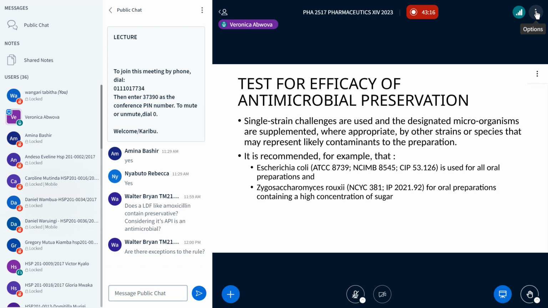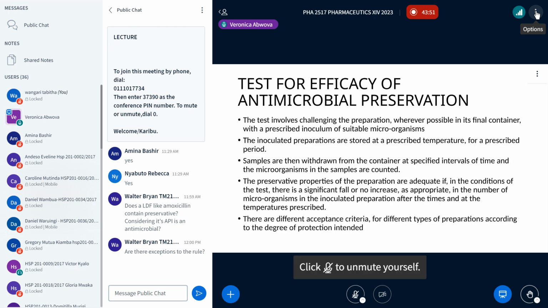Single strain challenges are used, and the designated microorganisms are supplemented where appropriate by other strains or species that may represent likely contaminants to the preparation. So, for instance, with this case, E. coli is used for all oral preparations. Zygosaccharomyces rouxii for oral preparations containing high concentrations of sugar. So those are just some examples.